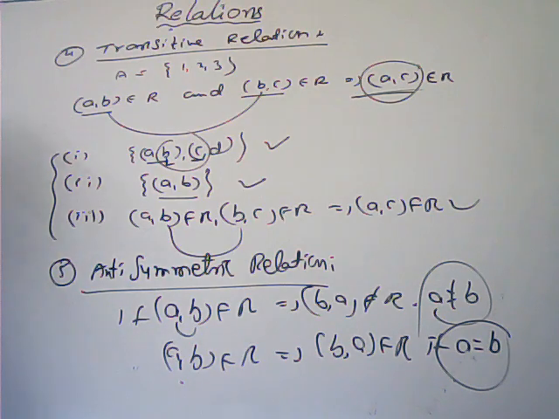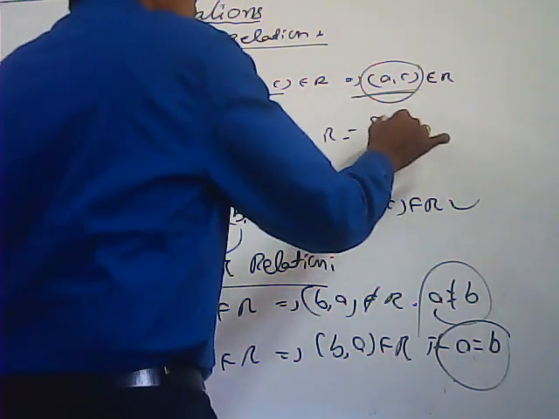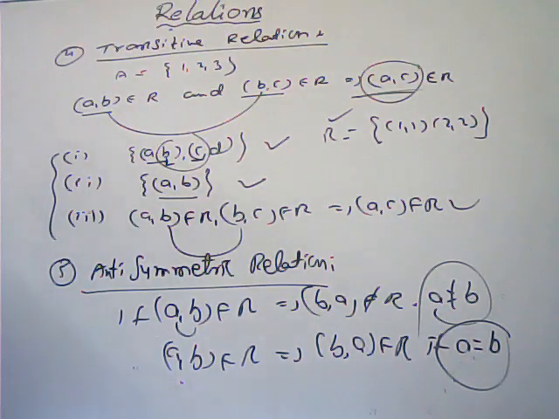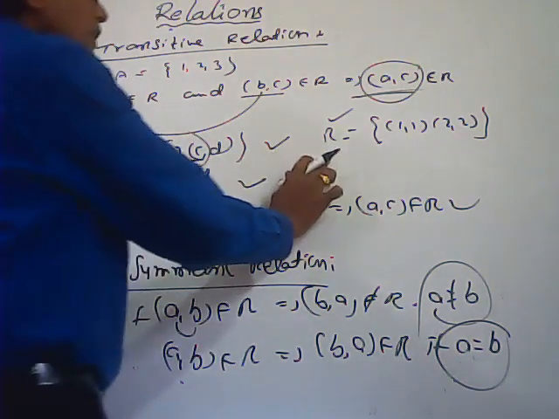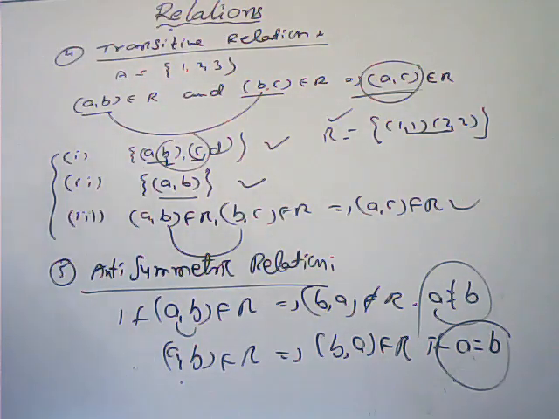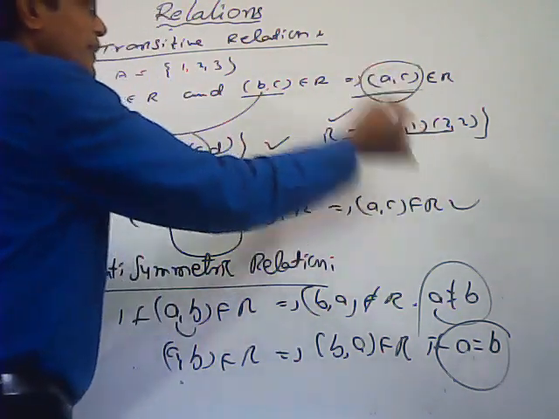Unequal ordered pairs are there. For example, (a,b) is there. At the same time, it should not contain (b,a). If (b,a) is there, that is a symmetric relation only. For example, R equal to, for example, only (1,1), (2,2) is there. That one satisfies both symmetric and anti-symmetric, and transitive also. Why? Because no relation is there between two ordered pairs like (a,b) and (b,c). So this is transitive also, symmetric and anti-symmetric also.